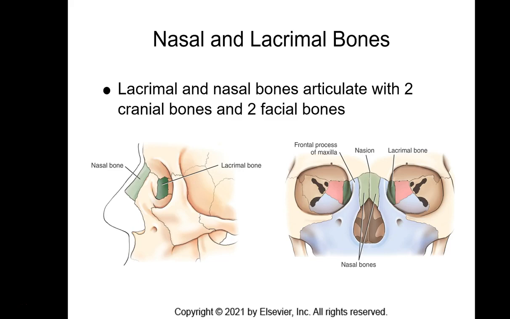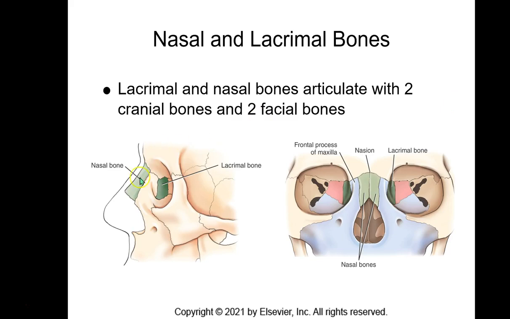Next, let's talk about nasal and lacrimal bones. The lacrimal and the nasal bones are the thinnest and most fragile bones in the entire body. And we'll talk about the lacrimal bones first. The 2 small and delicate lacrimal bones, which are about the size and shape of a fingernail, lie anteriorly on the medial side of each orbit, just behind the frontal process of the maxilla.